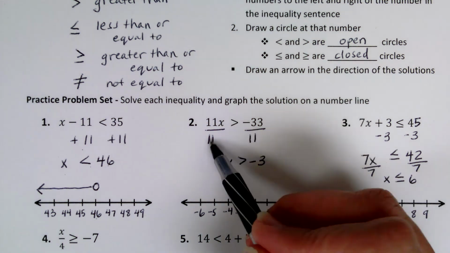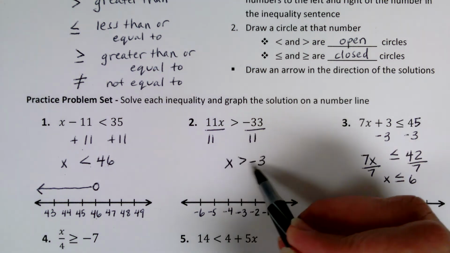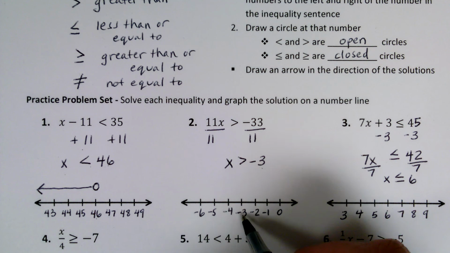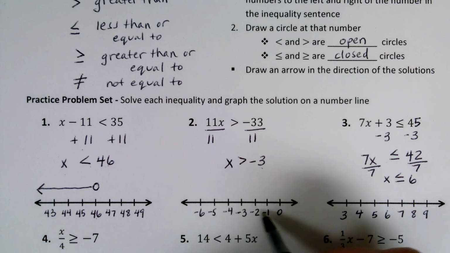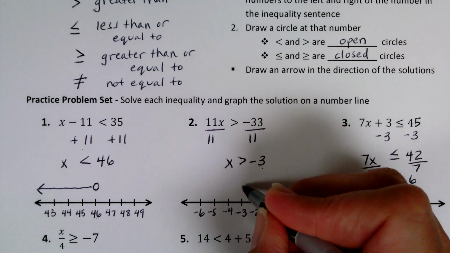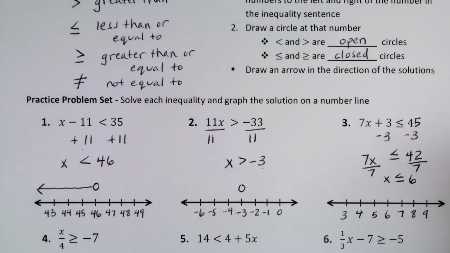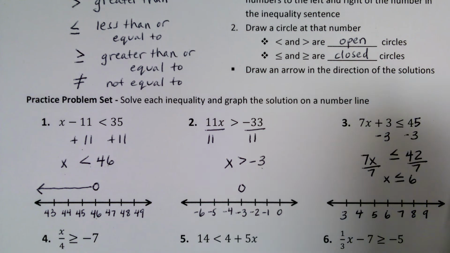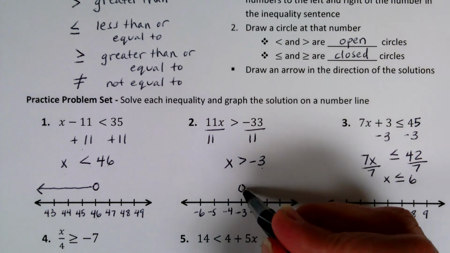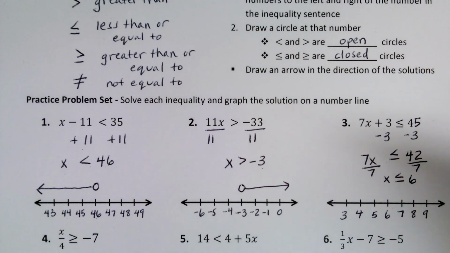Instead of multiplying by 11, we divided by 11. X is greater than negative 3. You wrote negative 3. You had a few numbers to the left and a few numbers to the right. I put a circle here. It's an open circle because this does not have the equal sign. And all the numbers that are more than negative 3 would be in this direction.